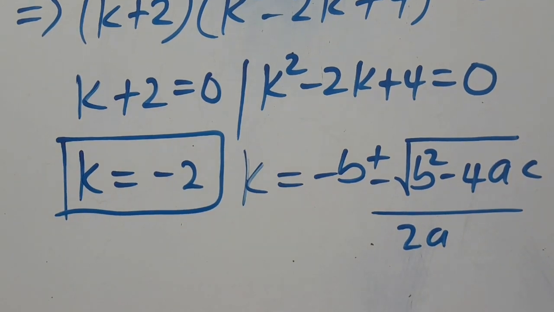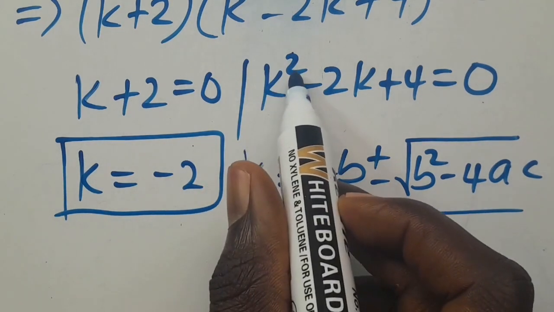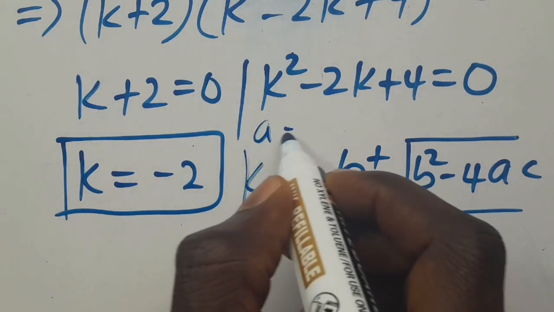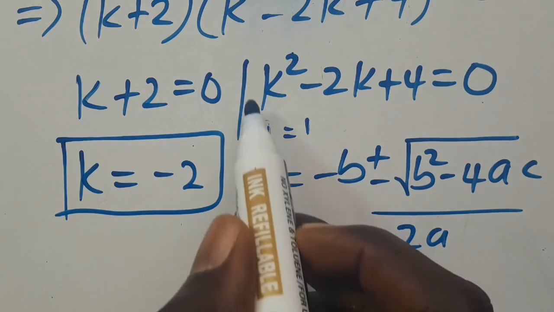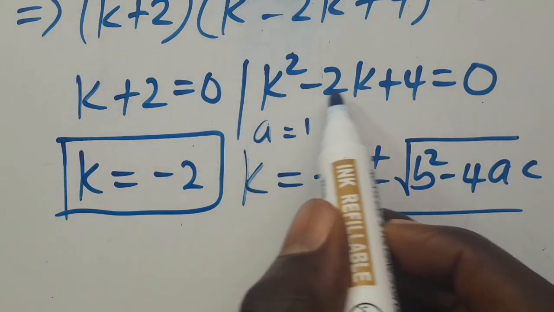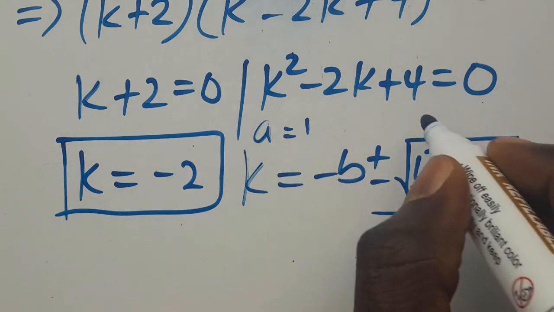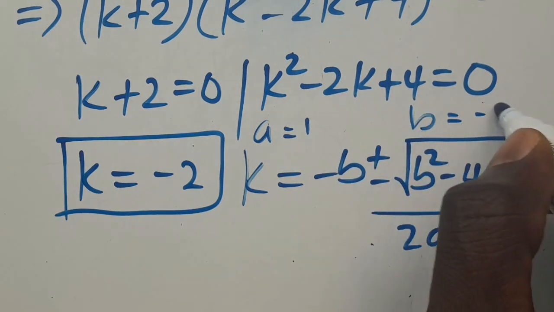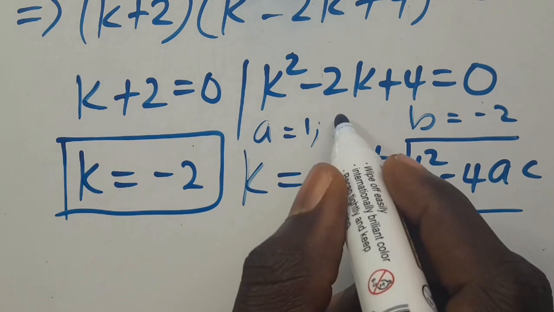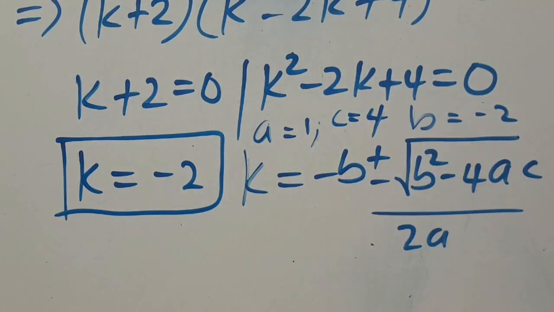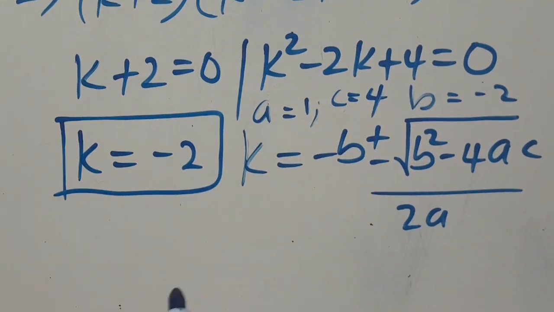From here, our a is the coefficient of k squared, which is 1. Then our b is the coefficient of k, which is minus 2. So we have our b equals minus 2. Then our c equals 4, this constant.